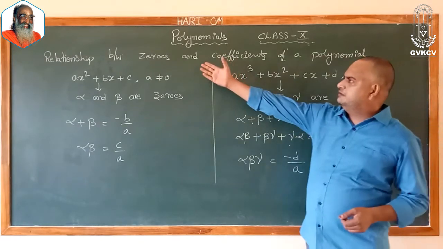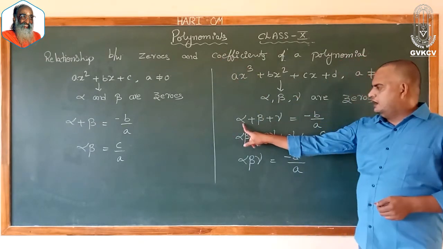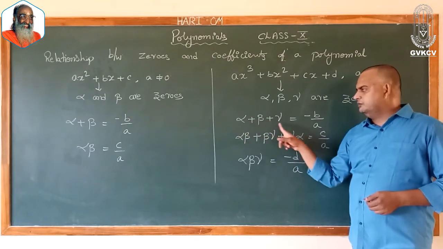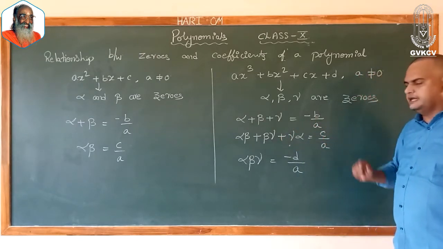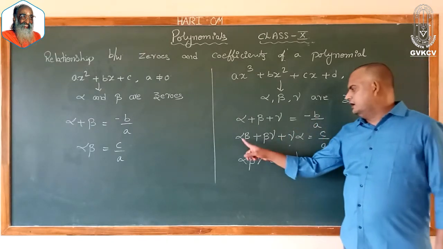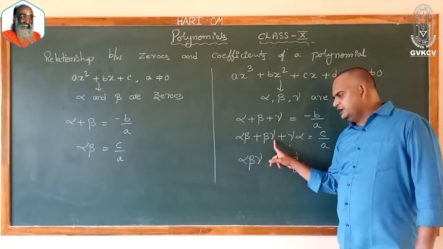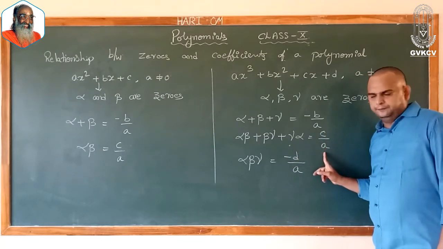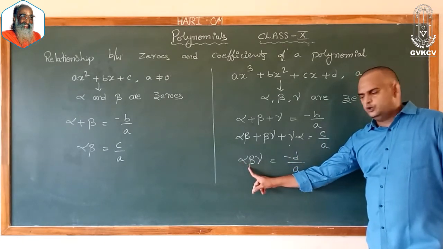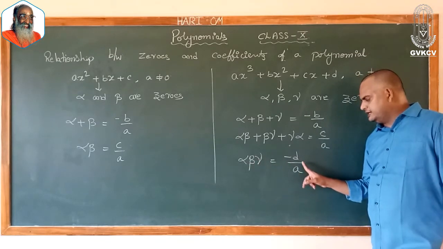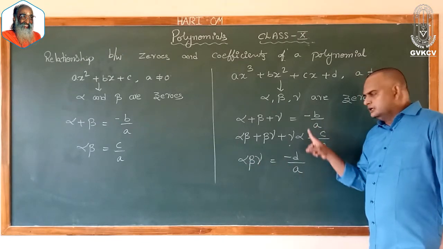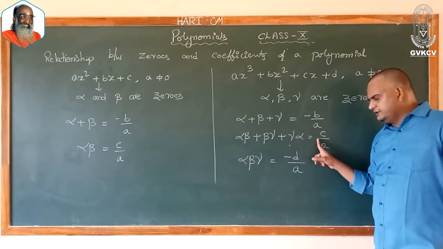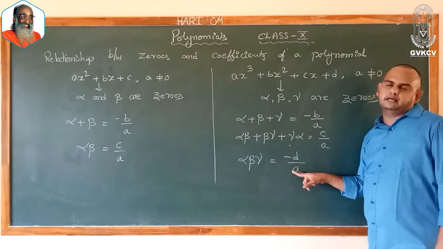Now what is the relationship between zeros and coefficients? Alpha plus beta plus gamma, the sum of the zeros, is minus b by a. Alpha into beta plus beta into gamma plus gamma into alpha is c by a. Product of zeros, alpha into beta into gamma, is equal to minus d by a. Here you observe that the minus sign comes alternately. First we have minus, next plus, next again minus.